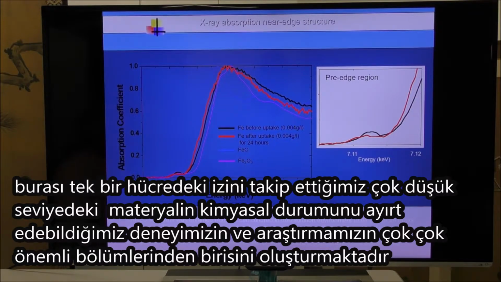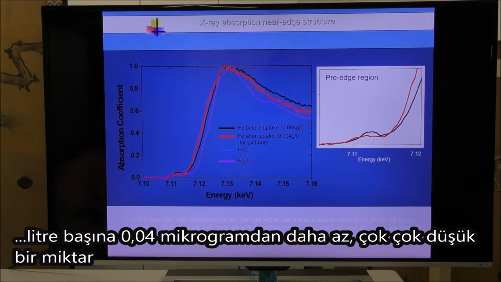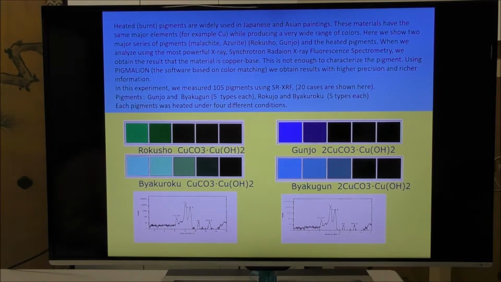could distinguish the chemical state of extremely low level material trace elements in a single cell, and the density of, for example, here you can see that the density of iron in its doubly or triply charged state is less than 0.004 microgram per liter. Very, very small amount.